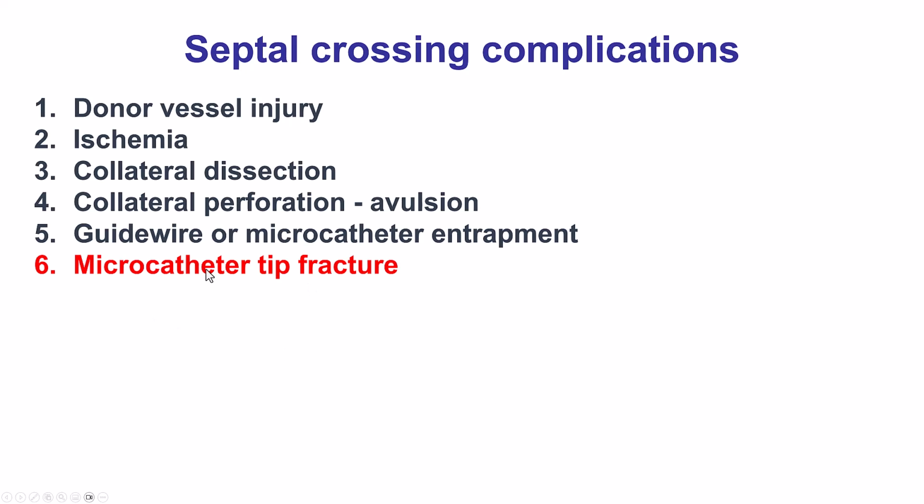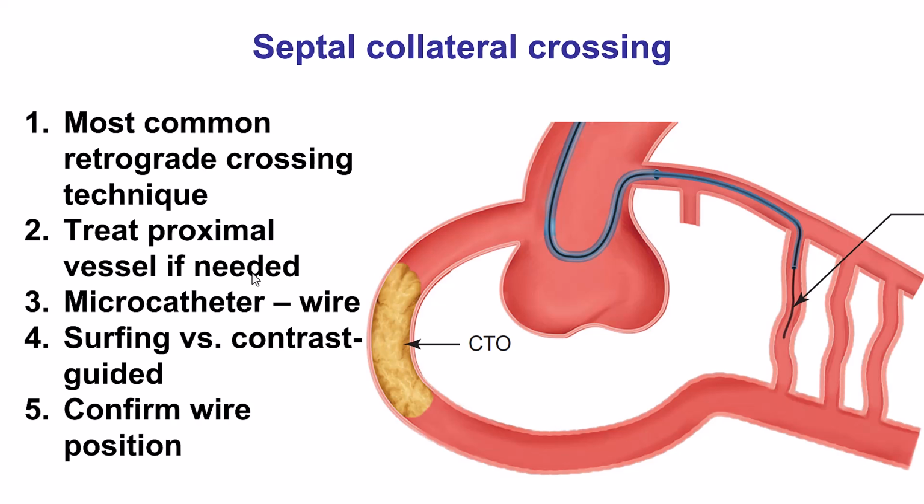And finally, what can happen is a fracture of the tip of the microcatheter, which typically doesn't happen inside the septal, but is more likely to happen distal to the touchdown of the septal into the distal true lumen. So to summarize, septal collaterals are the most commonly used collaterals for retrograde CTO crossing.